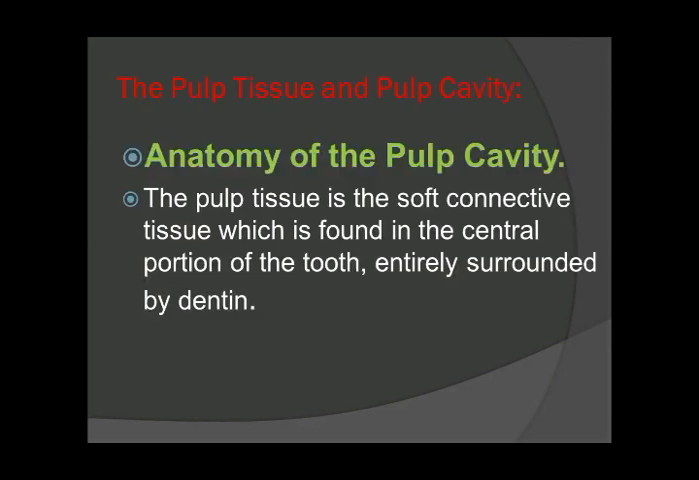Let's start the pulp cavities. The pulp tissue and pulp cavity. What is the pulp tissue and pulp cavity? Anatomy of the pulp cavity. The pulp tissue is the soft connective tissue which is found in the central portion of the tooth, entirely surrounded by dentine.